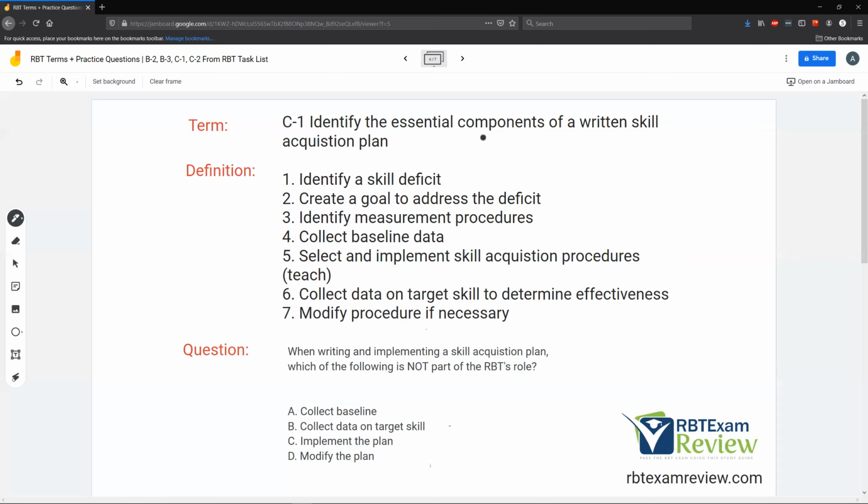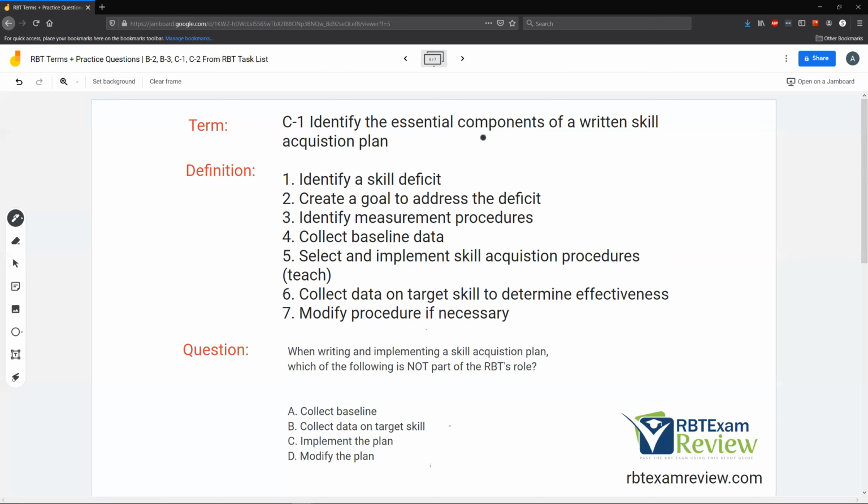Four, collect baseline. Remember, what is baseline? Baseline data is our data before intervention starts. So basically you're probing, right? You would ask the client, tie your shoes, and you would take data on it. Before you teach them anything, how good are they at tying shoes? Can they get halfway there? Can they do none of it? That baseline is going to guide the rest of our procedure. So baseline happens before intervention.